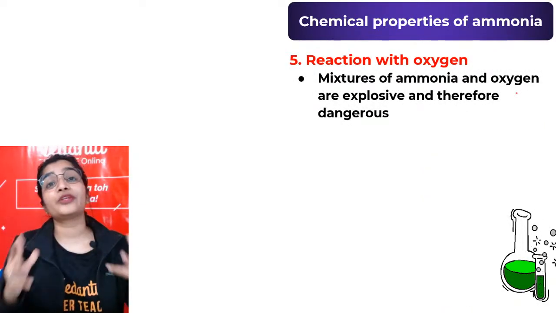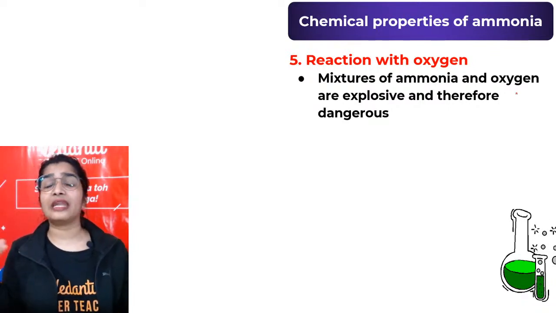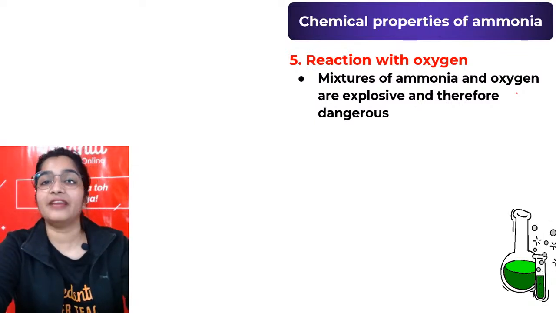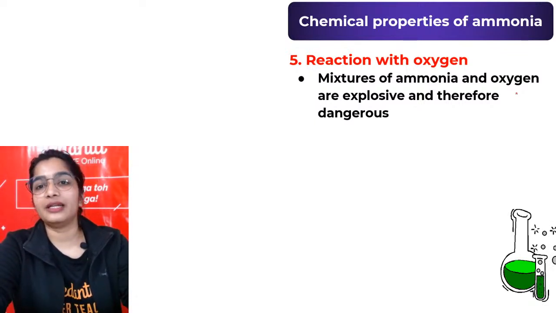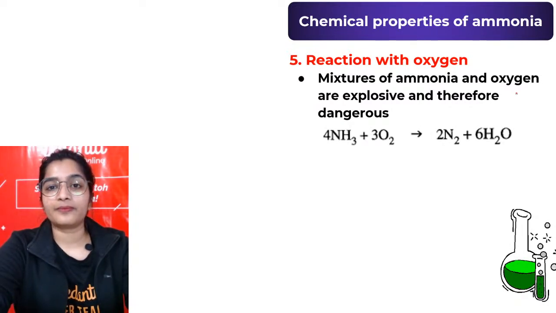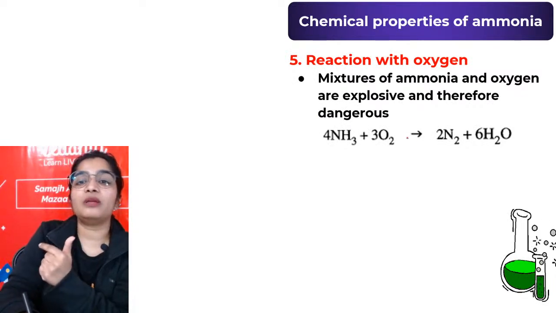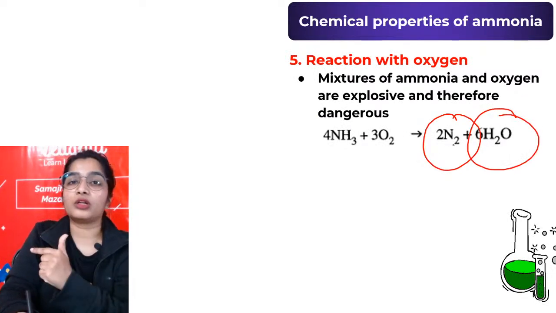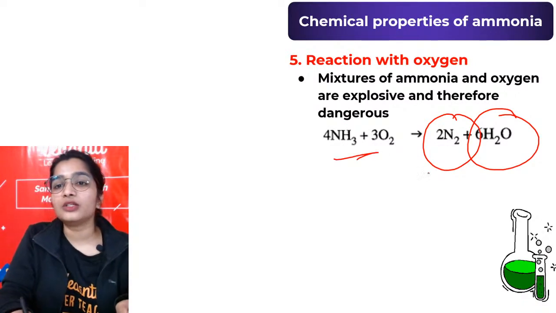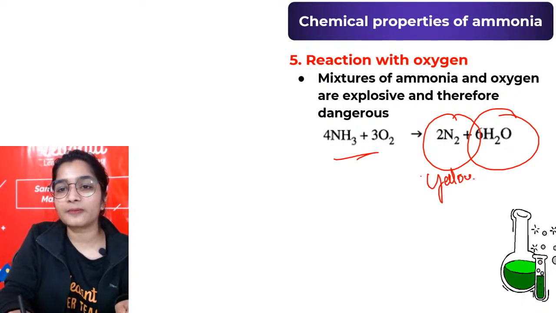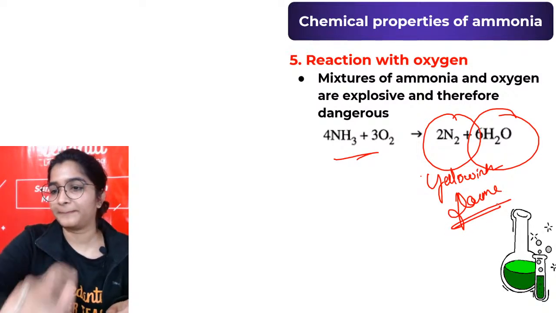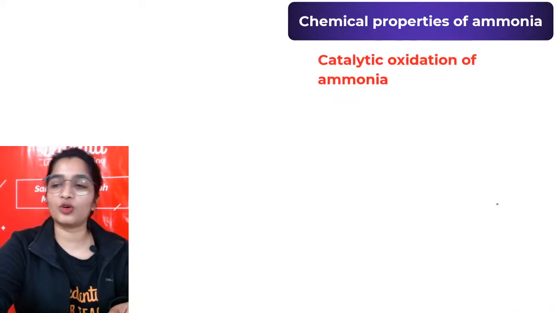But as I told you, a mixture of ammonia and oxygen is explosive in nature and can be dangerous, so you have to be very careful when conducting this experiment. So 4NH3 plus 3O2 gives nitrogen and water. This is the reaction between ammonia and oxygen. It burns with a yellowish flame. Yes, nitric acid will also be done, don't worry.